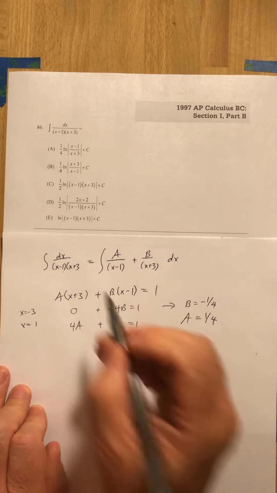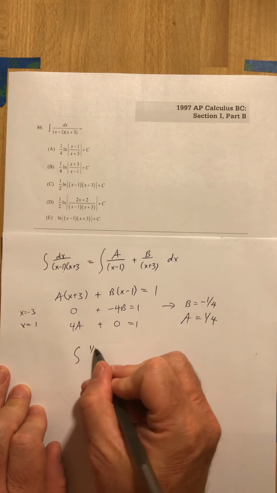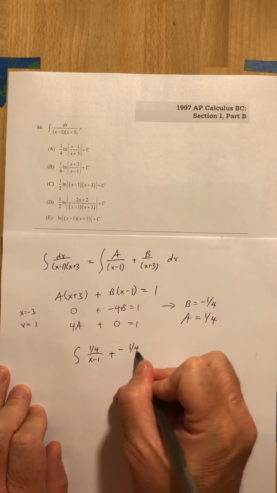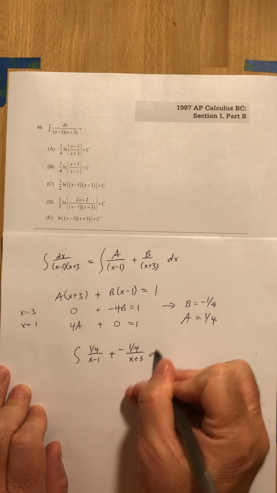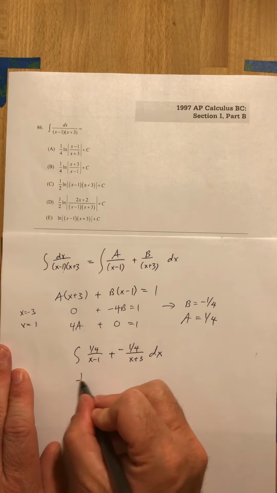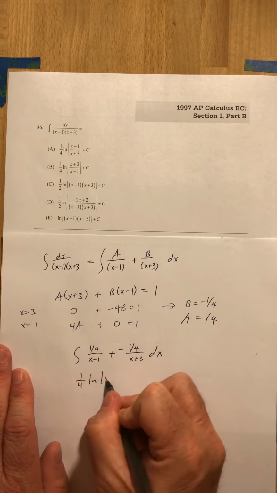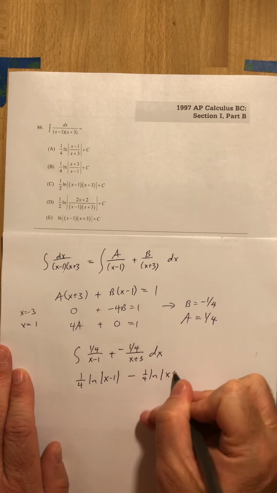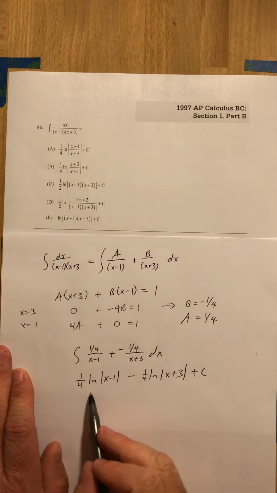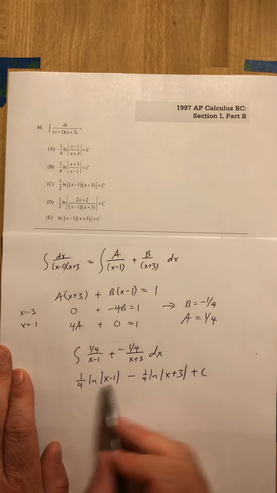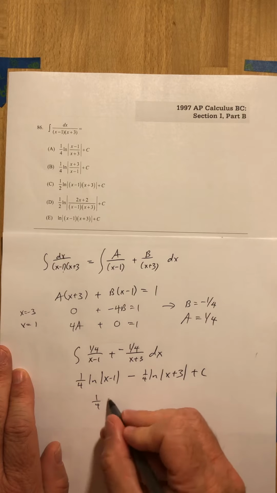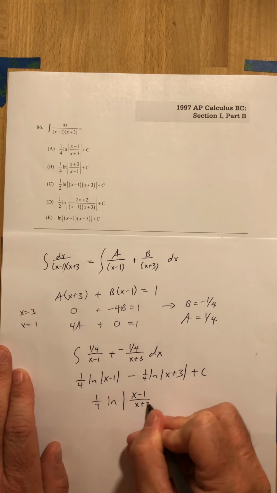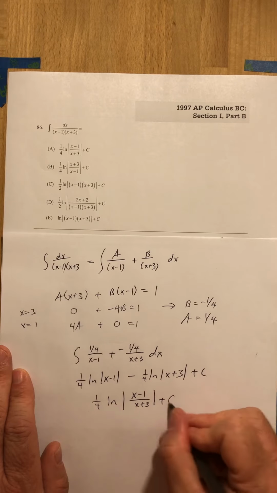So that means the original problem here is the same thing as (1/4) over x minus 1 minus (1/4) over x plus 3. These now become pretty simple integrals. I get 1/4 natural log |x minus 1| minus 1/4 natural log |x plus 3| plus C. Because I'm subtracting two logs, I could factor out this 1/4 and then take the log of the quotient (x minus 1) over (x plus 3), and that looks like it's letter A.